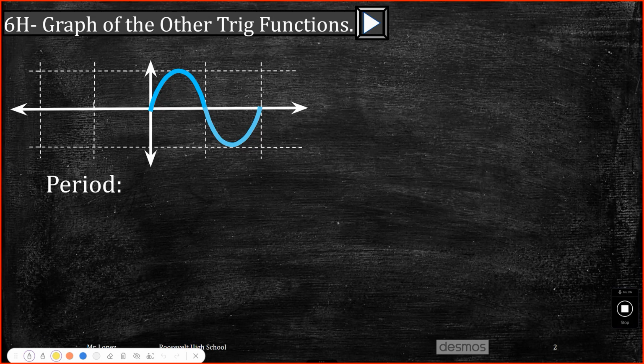So the period of the sine function, which is 0, let's put pi there and 2 pi. So the period of just the sine function with no transformations will be 2 pi. The period is 2 pi.